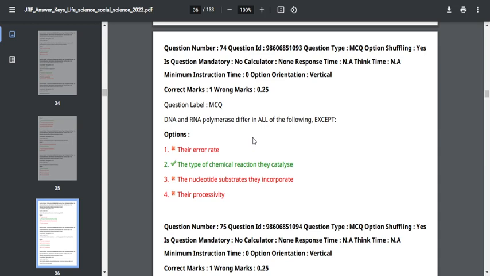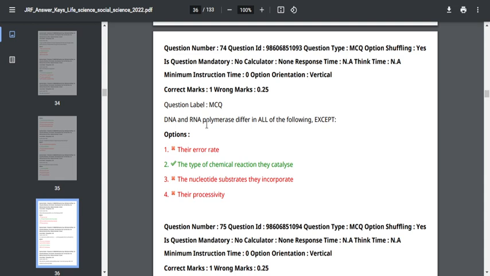So, they have an error rate. Next, the nucleotide substrate they incorporate, of course. DNA polymerase will incorporate deoxynucleotides, RNA polymerase will incorporate ribonucleotides, and the processivity is also different. DNA polymerase has a high processivity when compared with RNA polymerase, and DNA and RNA polymerase won't differ in the type of chemical reaction catalyzed. The type of chemical reaction is the same.